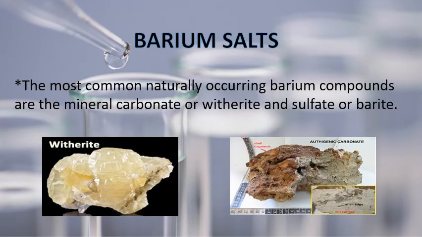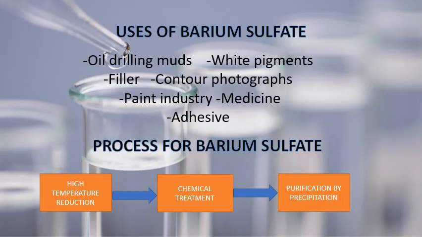Barium salts. The most common naturally occurring barium compounds are the mineral carbonate or witherite and sulfate or barite. The uses of barium sulfate are oil drilling muds, white pigments, filler, contour, photographs, paint industry, medicine, and adhesive. The process for barium sulfate: first is high temperature reduction, followed by chemical treatment and purification by precipitation.